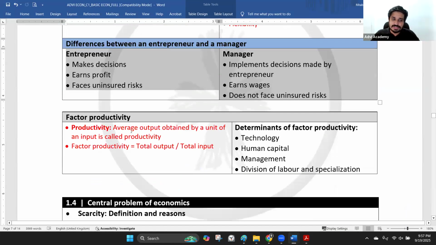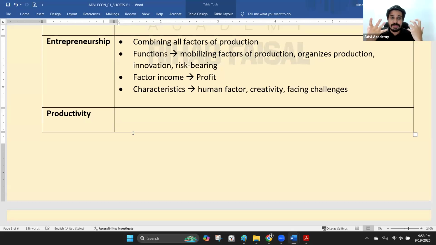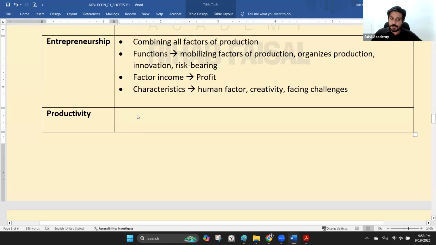Productivity basically means output divided by input, right? From a lot of inputs that we have, we should maximize our output. So productivity is about maximizing our output. That's what it's about, right? We have to try and limit our inputs while maximizing output. That's basically productivity.